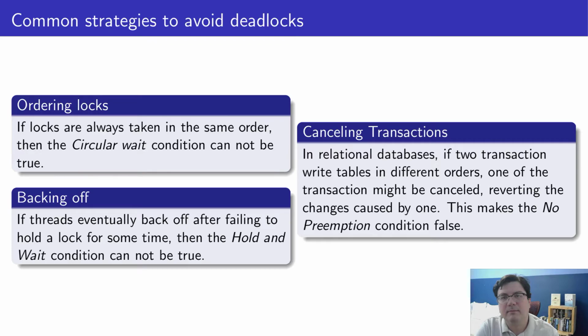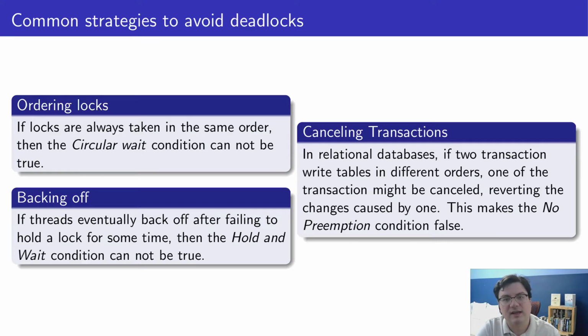Knowing Coffman conditions helps design systems that cannot have deadlocks by construction. One strategy, for instance, is to always take the locks in the same order. If you have a total order on the locks that you take, then there cannot be a cycle in the threads. This breaks the circular wait condition, and the system is guaranteed not to have deadlocks.